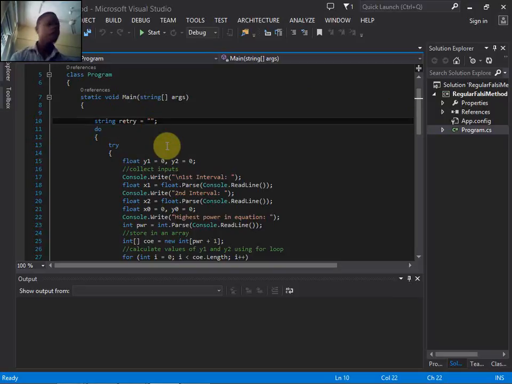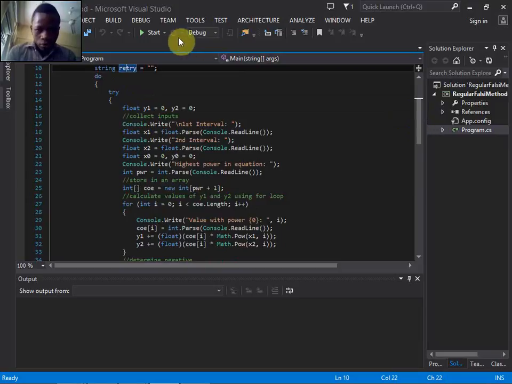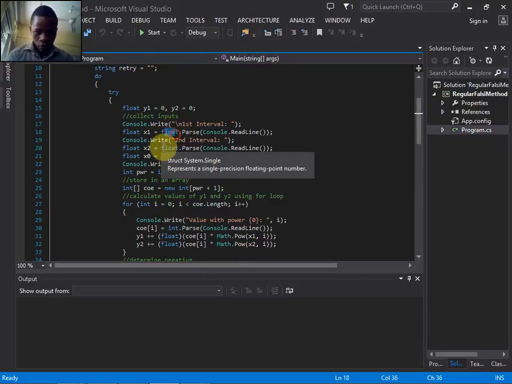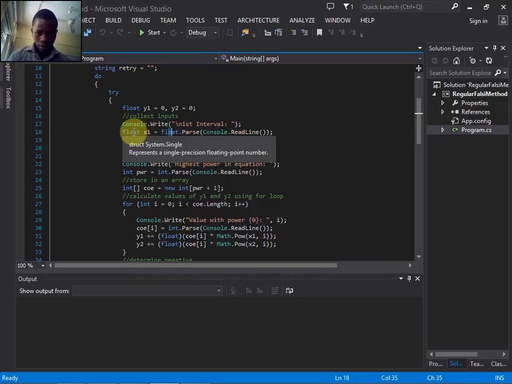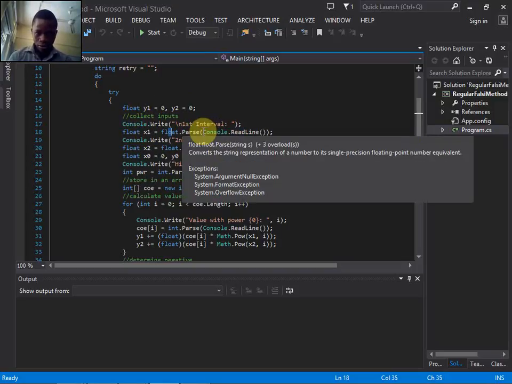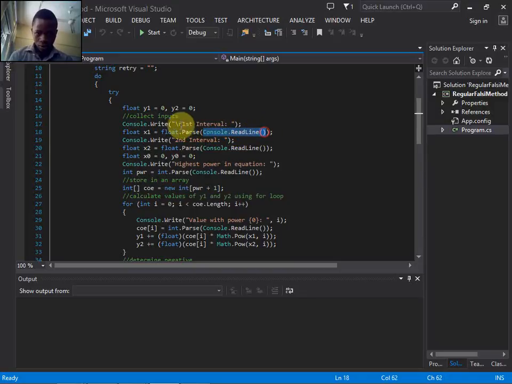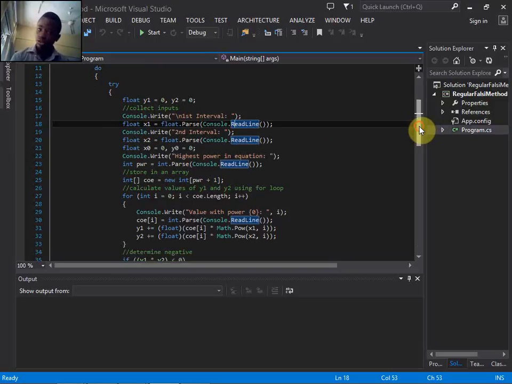A string captures anything input as a string unless you convert it to either an int or a float, or a double, or a decimal, whichever one you want. So this collects the input. As you can see, float xy collects the input. What actually collects the input here is Console.ReadLine. So this float.Parse converts this input into a float. A float is just like an integer, but it contains decimal places.